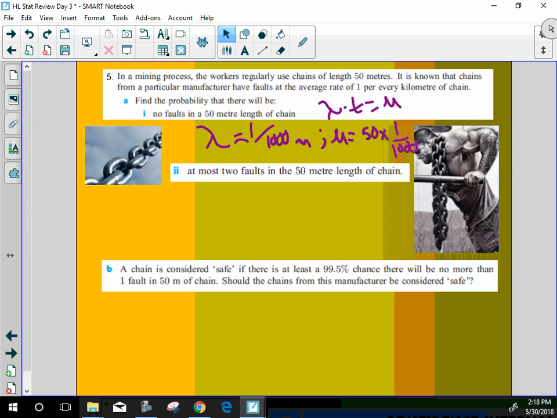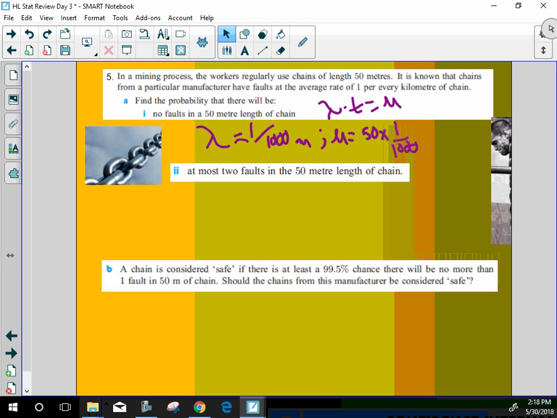So what's that? Same units? Yeah, these are meters, so this is going to be 50 meters per meters. That's why I use 1,000. Great point. So this is going to be 1 out of 20, if you simplify that down. Faults per meter. So what's the probability that no faults in a 50-meter length chain?